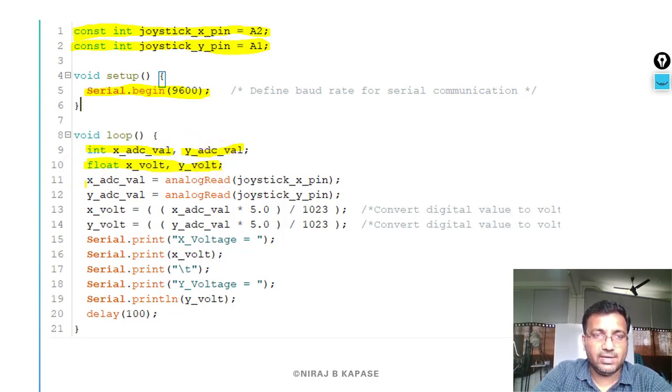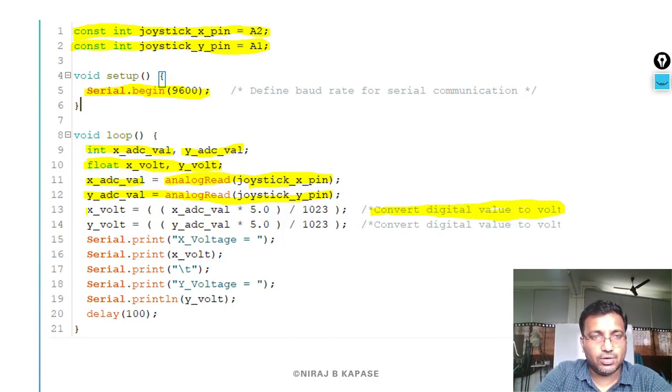So how to get the ADC values? X ADC value is equal to, we need to read the analog pin, that is analogRead of joystick X pin. X pin is connected to the A2 pin and Y pin is connected to the A1 pin. So again, Y ADC value is equal to analogRead of joystick Y pin.